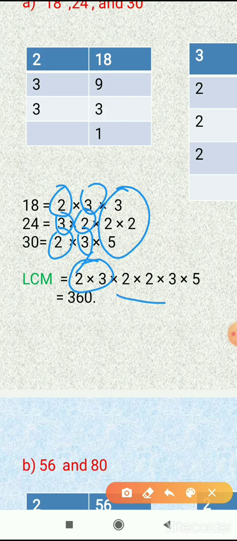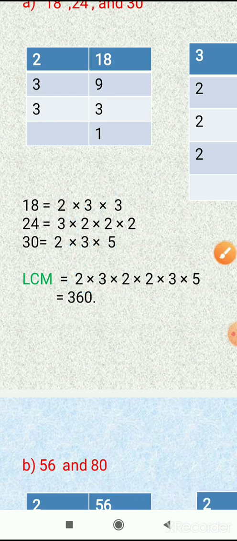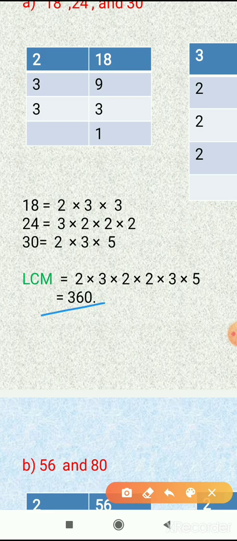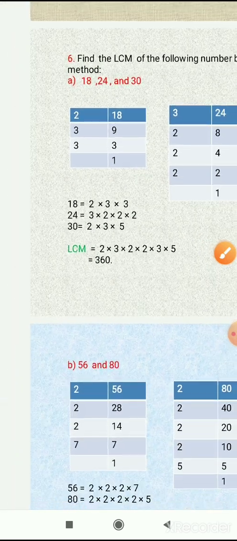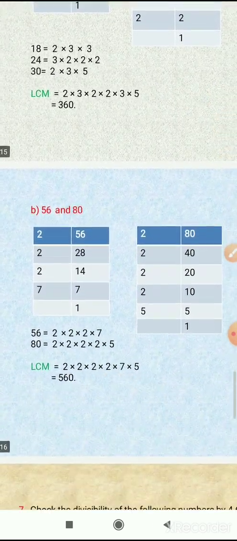Look here. So we now find the product of common factors and uncommon factors. By multiplying common factors and uncommon factors we get product 360. So lowest common multiple of 18, 24 and 30 is 360. Now we will solve next example.